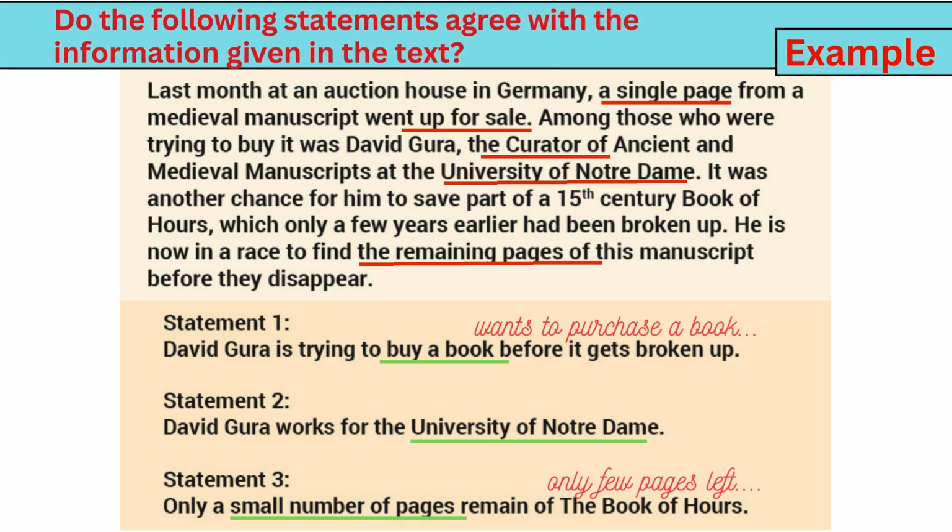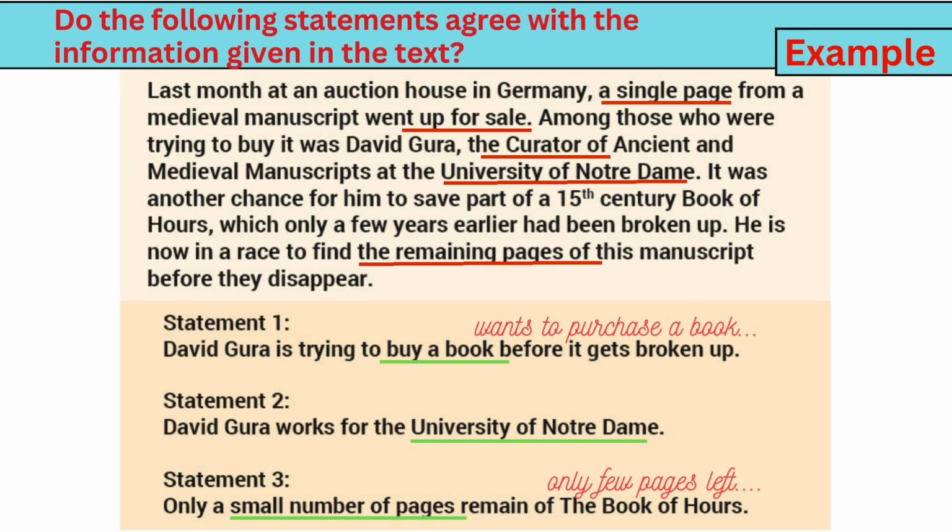Now let's see whether our statements are true, false or not given. First statement: the statement mentions that David Gora is trying to buy a book before it gets broken up. On the contrary, you can find in the passage that only a single page from the Medieval manuscript went up for sale. So as per the statement, he wants to buy a book, not a page, so the statement will be false.